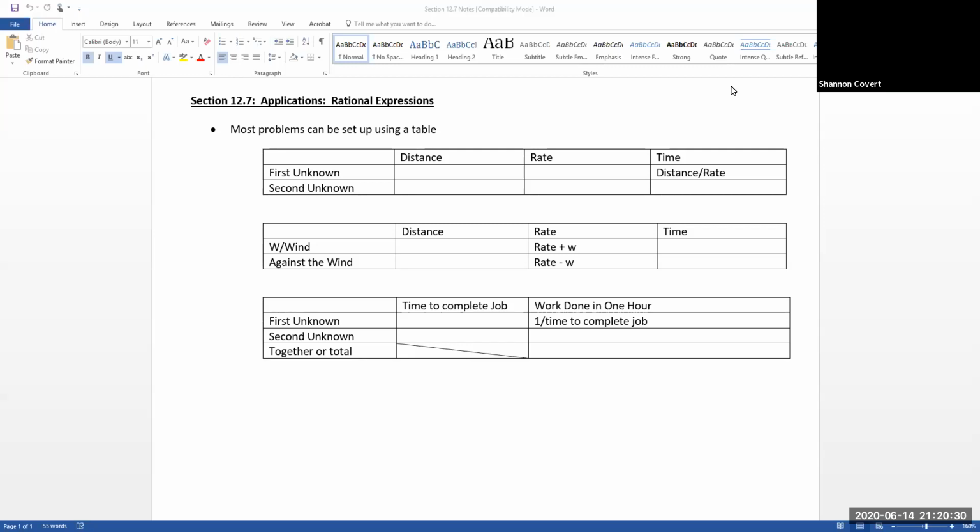The third type of problem that is easily done with a table is when you have a work problem. For example, it takes me 2 hours to cook dinner. It takes my husband 1 hour to cook dinner. The time for me to complete the job would be 2 hours. The time for him to complete the job would be 1 hour. You have to figure out your rate or your work per hour. So that's 1 over the time it takes you to complete your job.